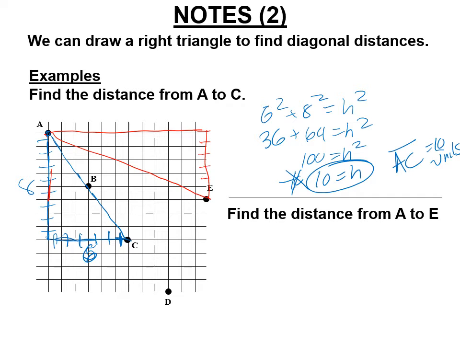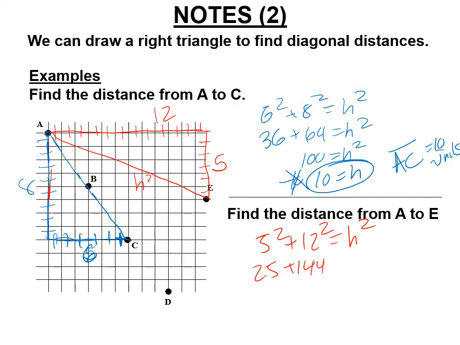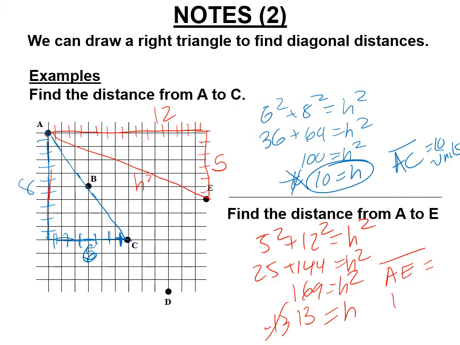1, 2, 3, 4, 5 there. 1, 2, 3, 4, 5, 6, 7, 8, 9, 10, 11, 12 there. And we're finding that diagonal distance. So 5 squared plus 12 squared equals hypotenuse squared. We've done this one before. And that is 169 equals h squared. So the hypotenuse must be 13. And so we say AE, the distance from A to E, or line segment AE, is 13 units long.